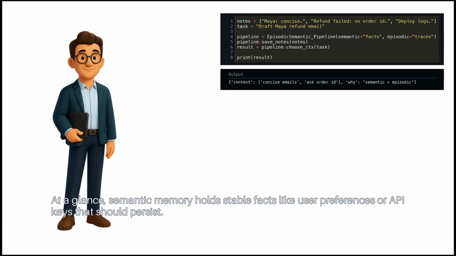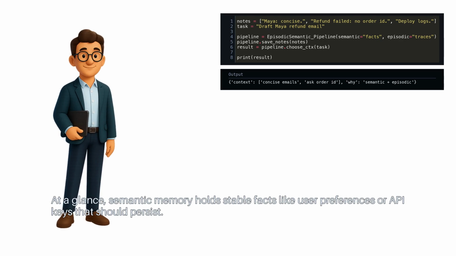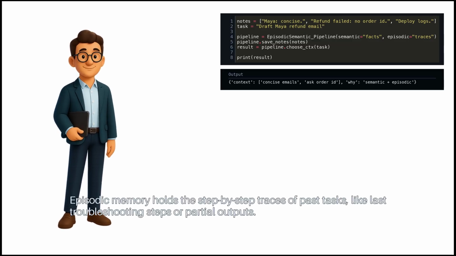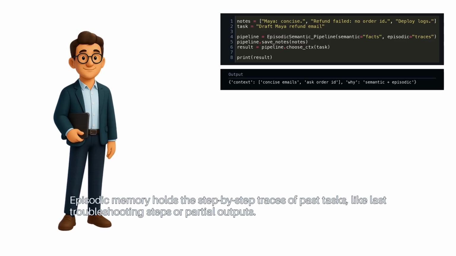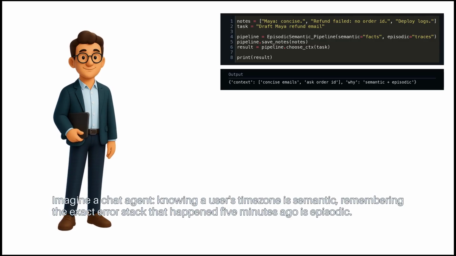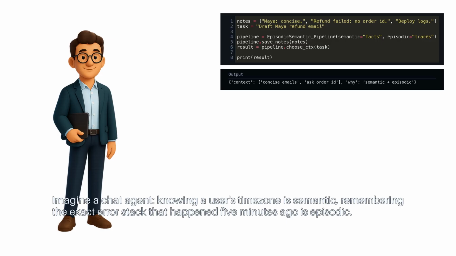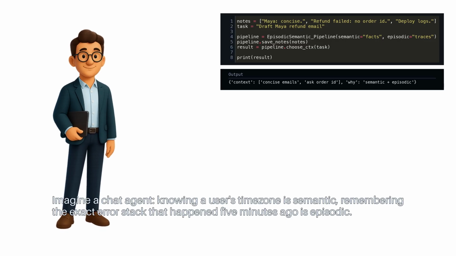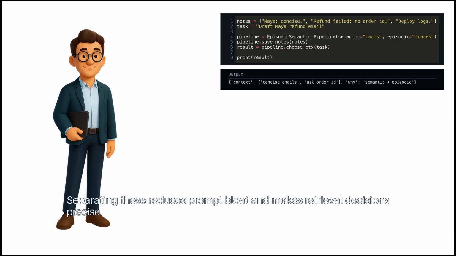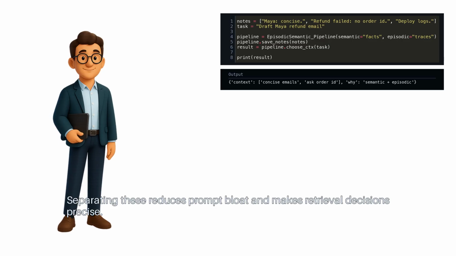At a glance, semantic memory holds stable facts like user preferences or API keys that should persist. Episodic memory holds the step-by-step traces of past tasks, like last troubleshooting steps or partial outputs. Imagine a chat agent. Knowing a user's time zone is semantic. Remembering the exact error stack that happened 5 minutes ago is episodic. Separating these reduces prompt bloat and makes retrieval decisions precise.